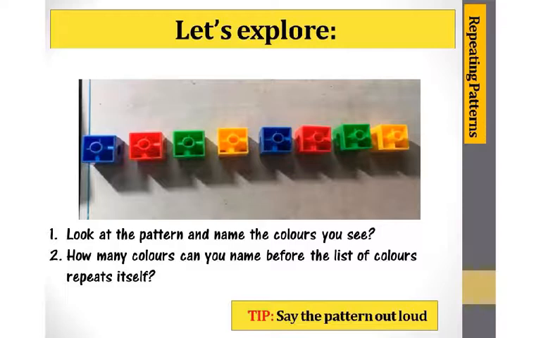Okay, so again, I want you to think about what we have discussed in the previous slides. So I want you to look at the pattern, name the colours you see. How many colours can you name before the list of colours repeats itself? So you're finding out what the core list is, the core of the pattern, okay? And then that will help you figure out how to repeat the pattern. Pause this slide and then I will discuss it with you.